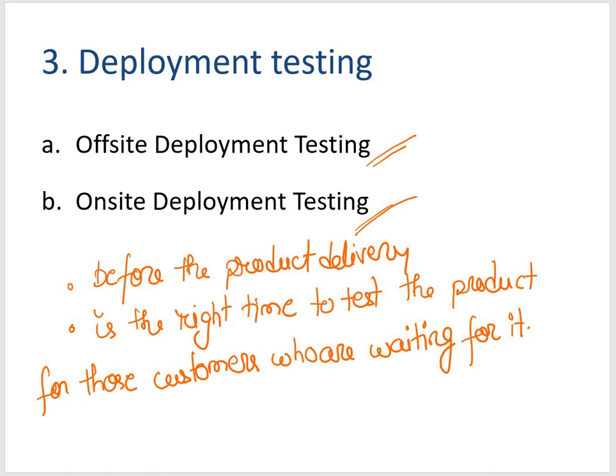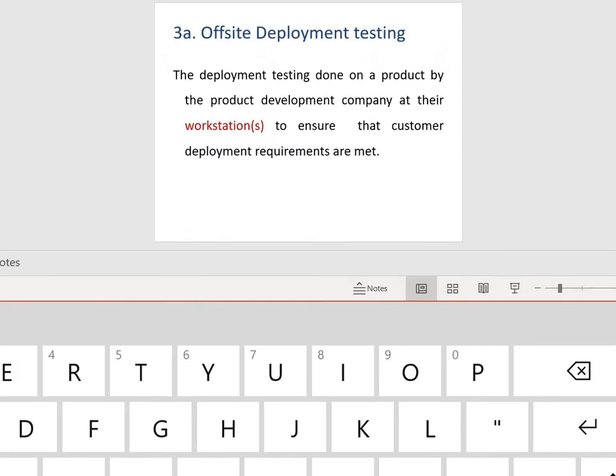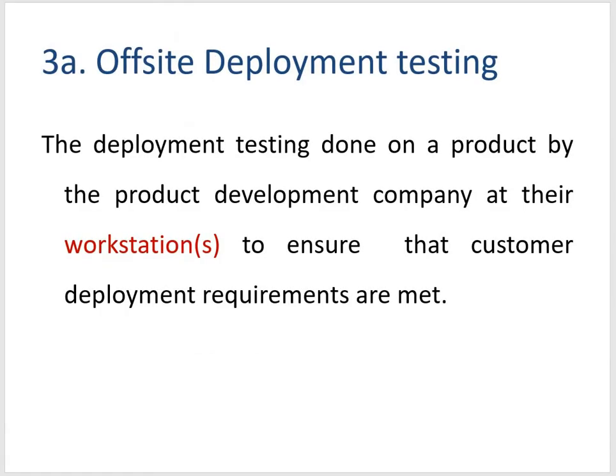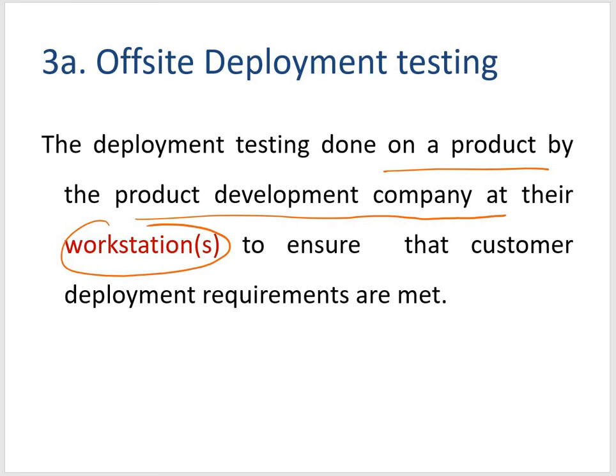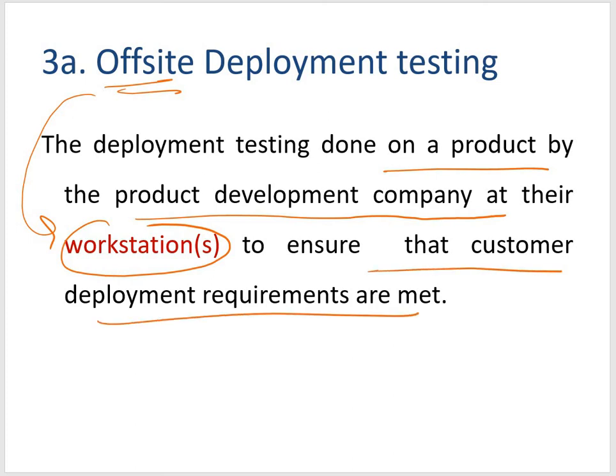Right, so we have offsite and onsite. Let's see the details about offsite deployment testing. This is the deployment testing which is done on a product by the product development company at their workstation. Offsite means at their workstation, to ensure that customer deployment requirements are met.